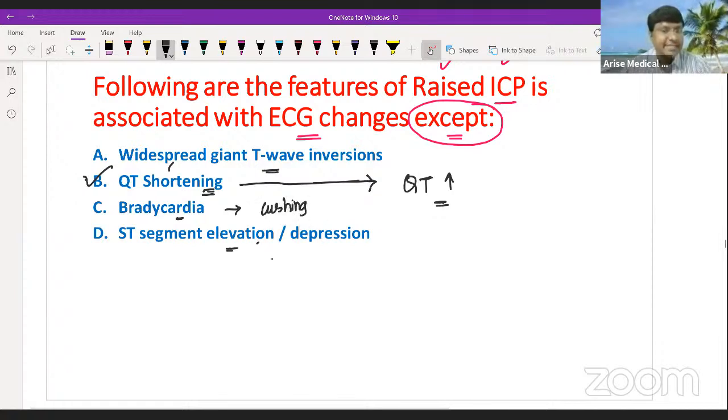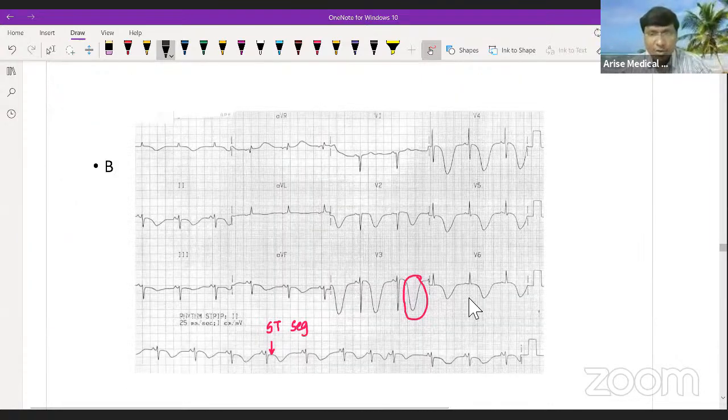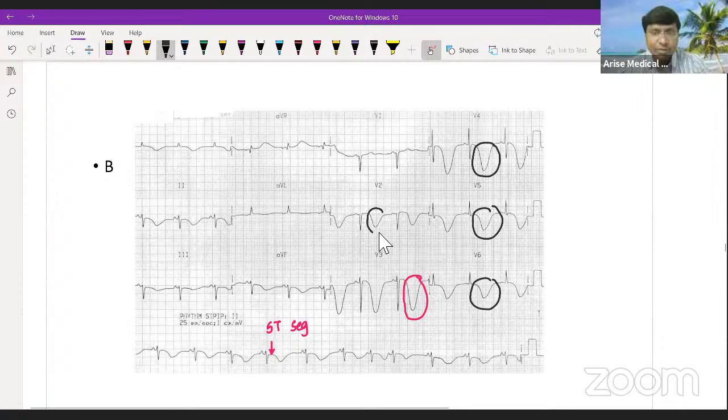And ST segment, either it is elevated or depressed. That is also correct. But QT shortening will not be there. QT prolongation will be there. That is what you will see in raised intracranial pressure. Okay. So you have that widespread T wave inversion. You see, in all the leads, the T waves are inverted, and that too, it is completely widespread.